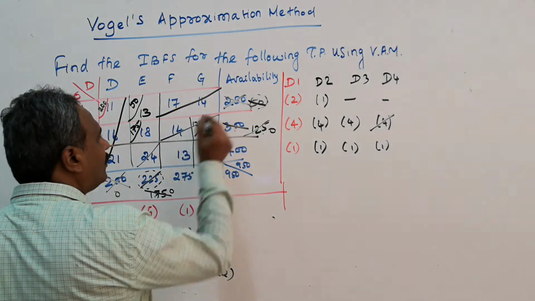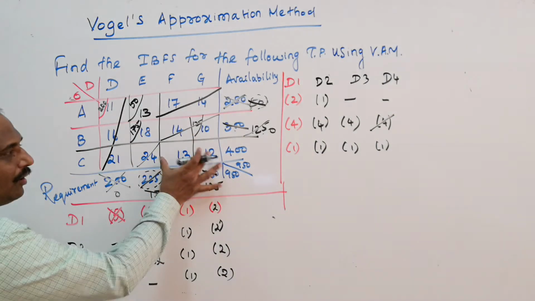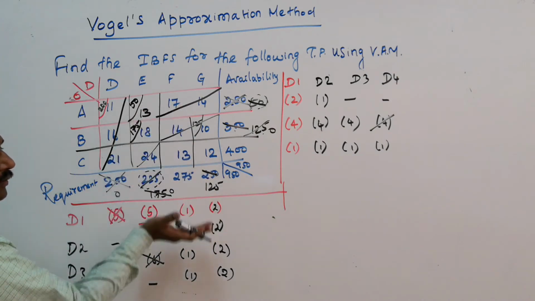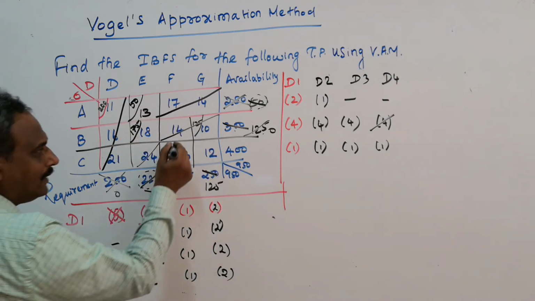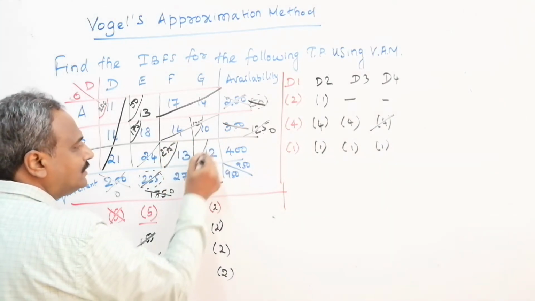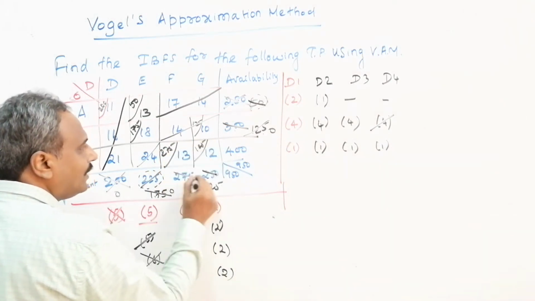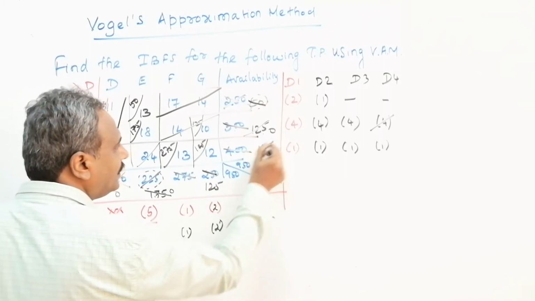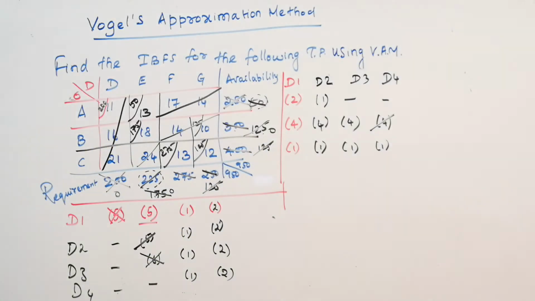That means there is no allocation. Now we are having last two values. So there is no need to find the difference. I can add the value as it is. So this is 275 and this is 125. So this is 125, 125.